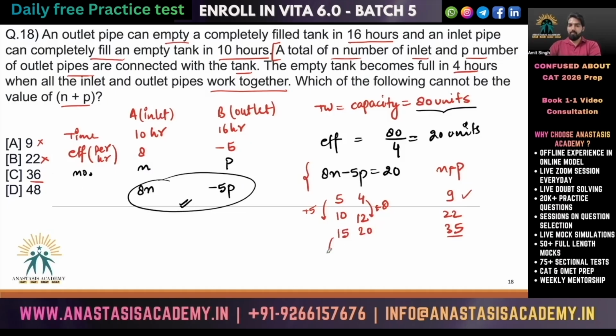Let's take one more case. So it becomes 20 and this is 28. If you add these two, you get 48 number of pipes, and that is also possible. So this cannot be my answer. The correct answer to this question would be option C.